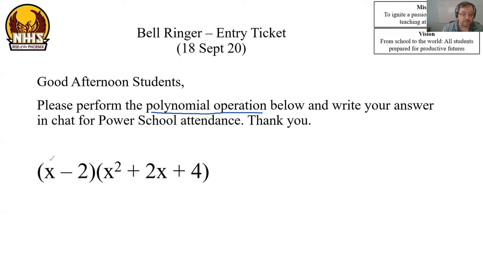If you look in front of my desk right now, you'll see half a sheet of paper where I actually did this problem and worked it out. So we take the x and we multiply it by the x squared, and then we get x cubed. We take the x and multiply it by the 2x, and then we get plus 2x squared. We take the x and we distribute it to the 4, and then we get 4x.